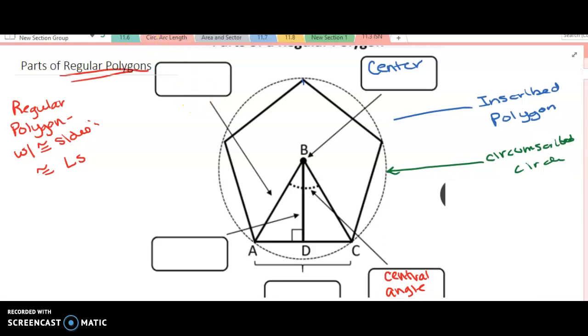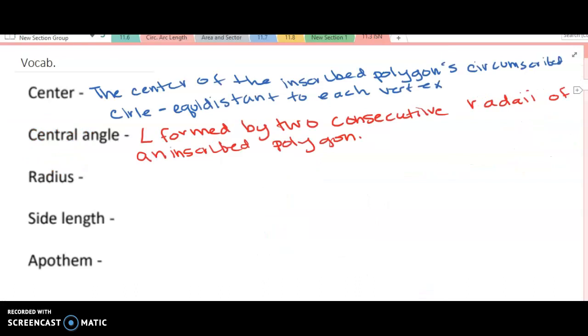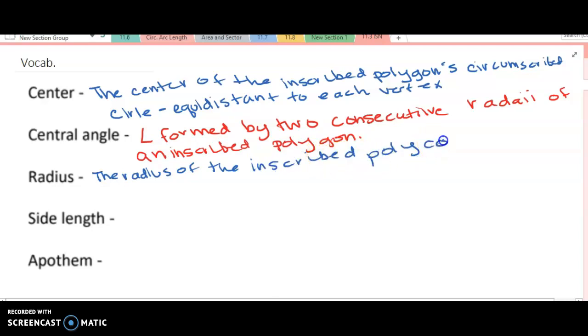Next, let's do this one up here. This is a radius. If this is the center of a circle and we draw to the end of the circle, that's just a radius. But it's also a part of this polygon as well. So the radius would be the radius of the inscribed polygon's circumscribed circle.